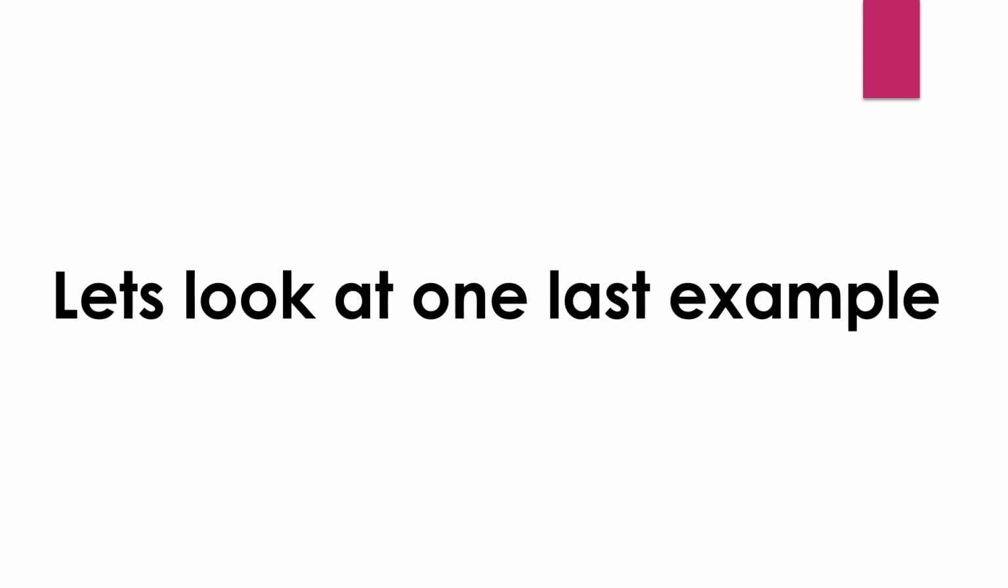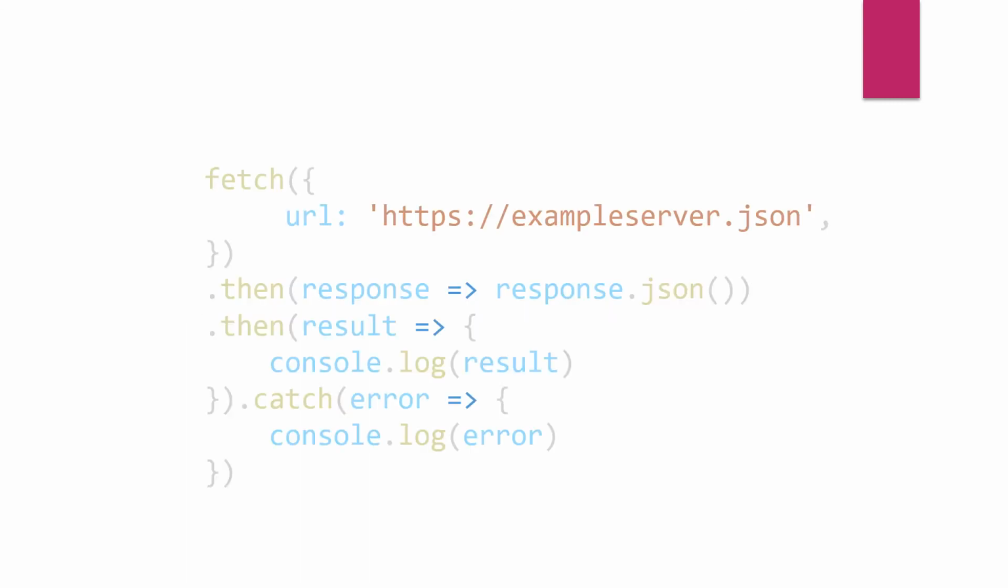Let's look at one last example. In this example, we will fetch the data from the server. We can use the global fetch function that is available as part of fetch API to fetch the data from the server. This fetch function runs natively in the browser and it is available in almost all the browsers except for Internet Explorer.